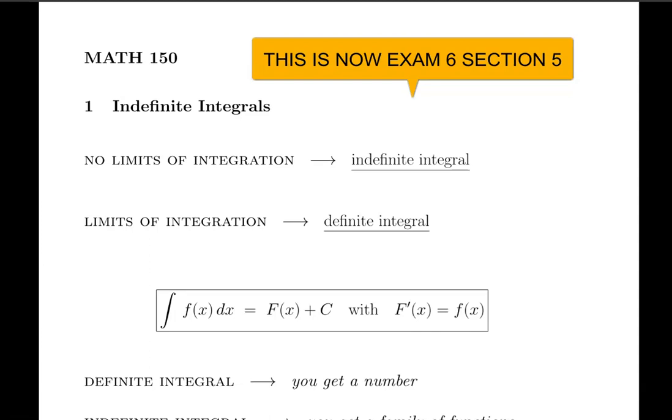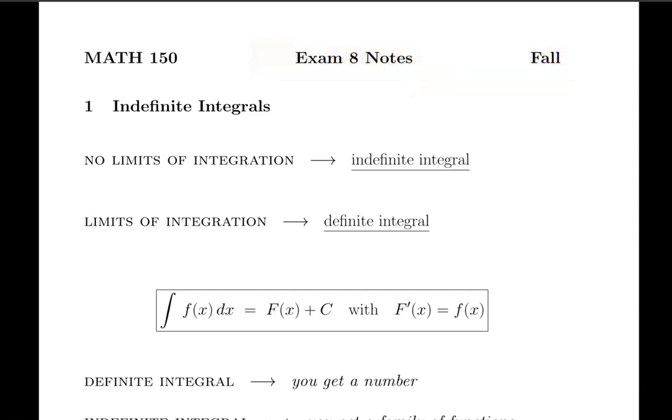Okay, so here's our first section of exam 8, and we're going to talk about the idea of what we're going to call indefinite integrals, which you've really done already. No limits of integration, that's what's referred to as an indefinite integral, okay, which means we get r plus c. Limits of integration, that's called the definite integral, right, we get a number.